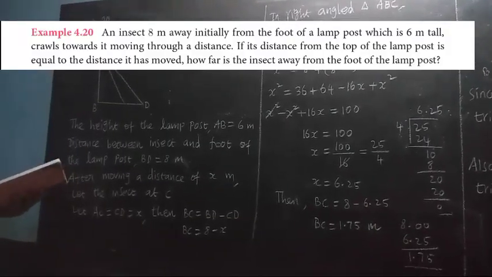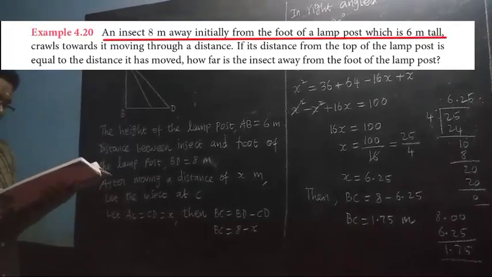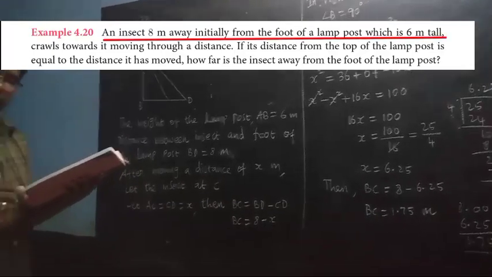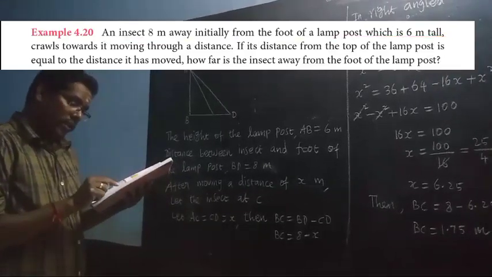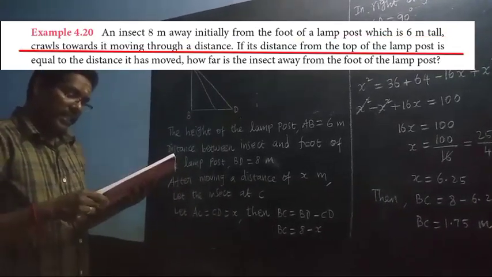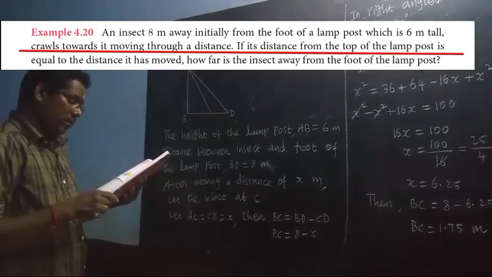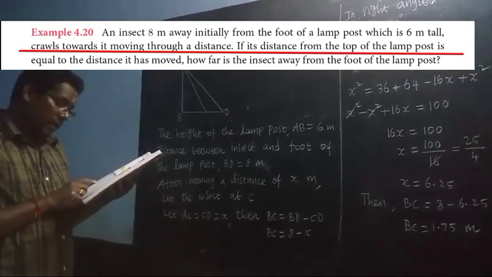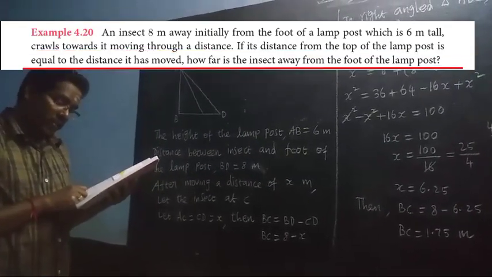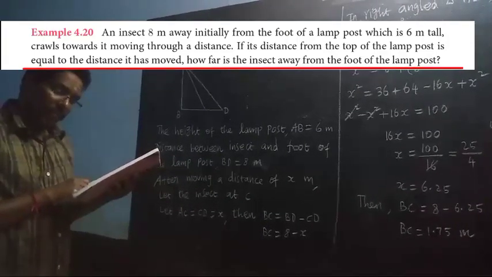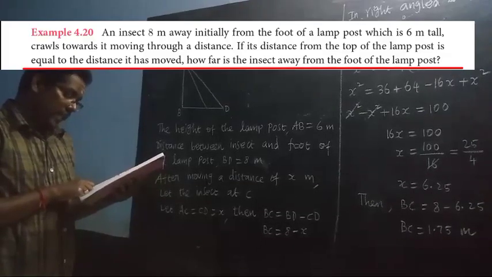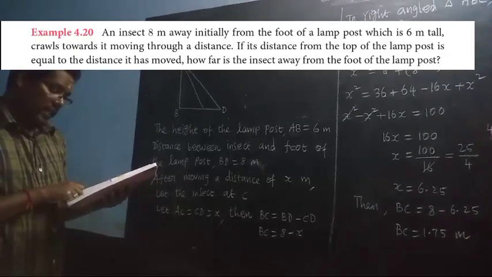Example 4.20. An insect 8 meters away initially from the foot of a lamp post, which is 6 meters tall, travels towards it, moving through a distance. If its distance from the top of the lamp post is equal to the distance it has moved, how far is the insect away from the foot of the lamp post? That is the question.